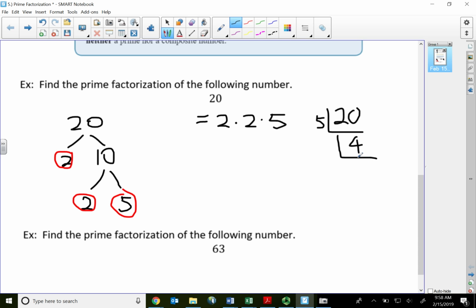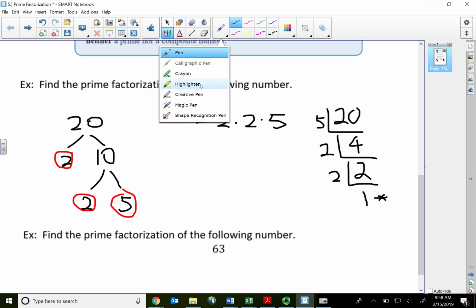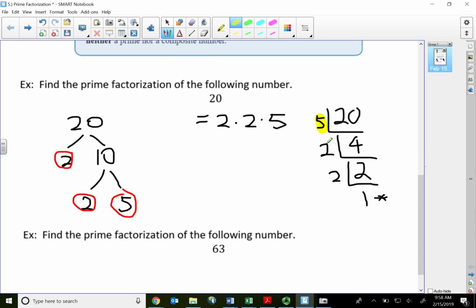So by looking at this 4, find me a prime number on the outside that goes into 4 evenly. So that will be using a 2. 2 can go into 4 2 times. Since the 2 down here is a prime number, only 2 can go into 2 one time. So when you write a 1 down here, that's when you stop. And all these numbers on the side are the prime numbers that make up 20. So you get the same answer, 2 times 2 times 5.